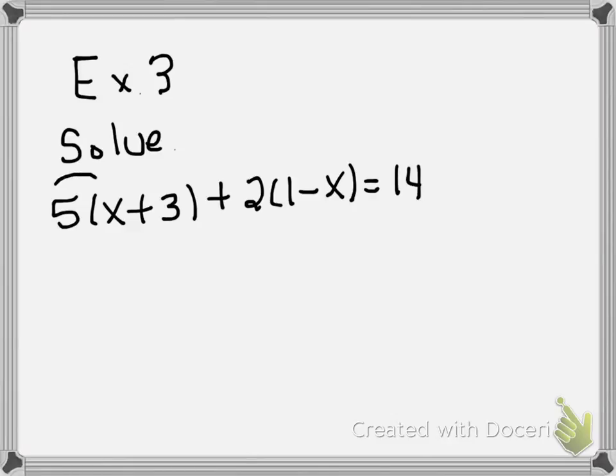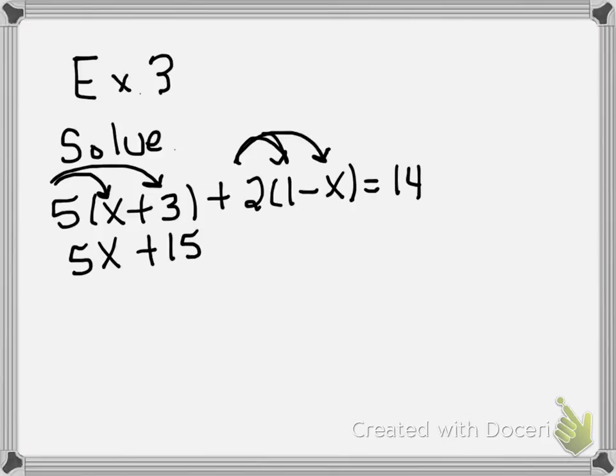This one is going to require me to distribute. And I draw my arrows to remind me to distribute to both terms. 5 times x is 5x. 5 times 3 is 15. 2 times 1 is 2. 2 times negative x, negative 2x, equal to 14.